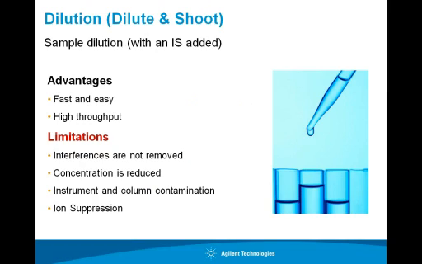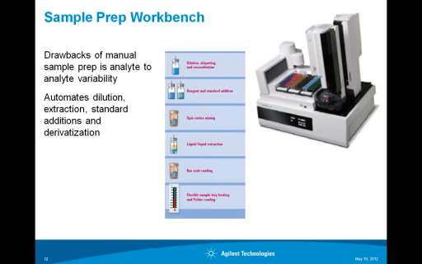As I mentioned, a lot of you are familiar with dilute and shoot. Many people will say, all you need to do nowadays with these mass specs, because they're so sensitive, so selective, just dilute your sample. I'm here to tell you that that is not a sample prep technique. All you're doing is diluting your sample, which means the interferences are still there. They are not removed. Yes, your column may last a little longer, but you are still going to have a problem sooner or later. And that is an issue that we all need to be aware of. We do need to do some type of sample preparation.